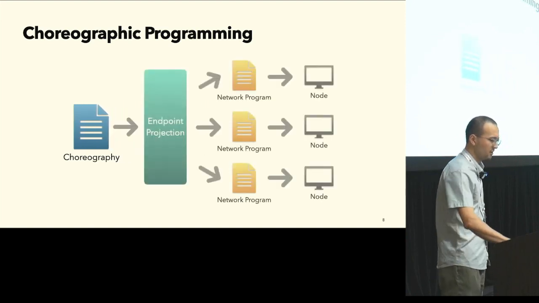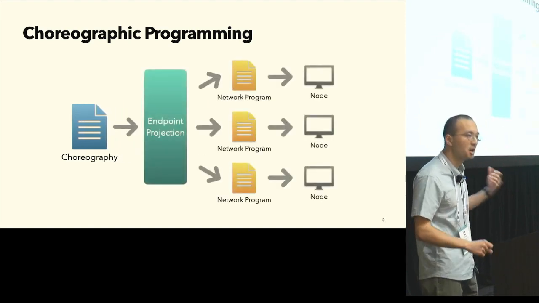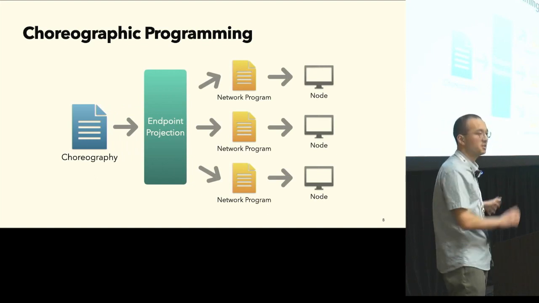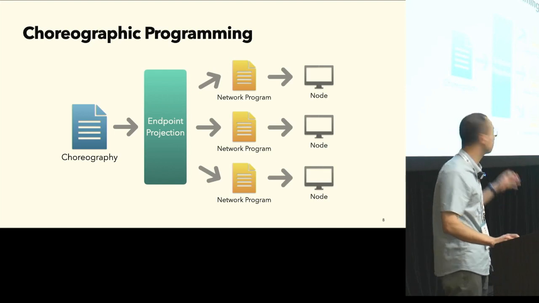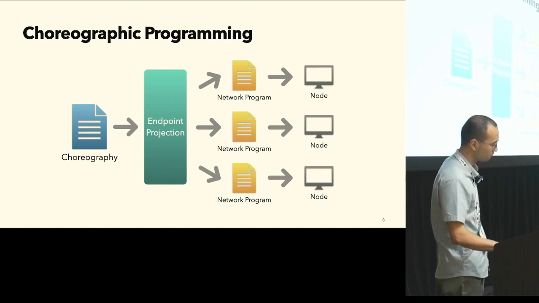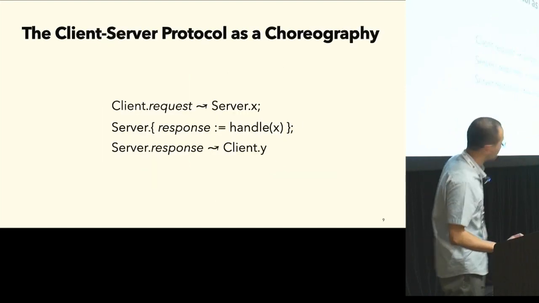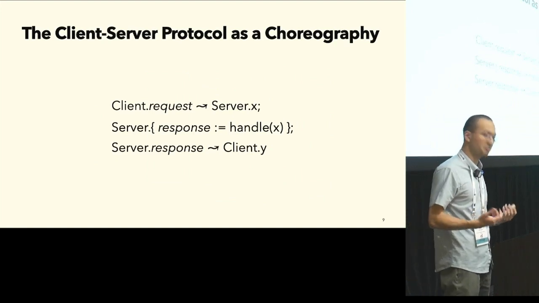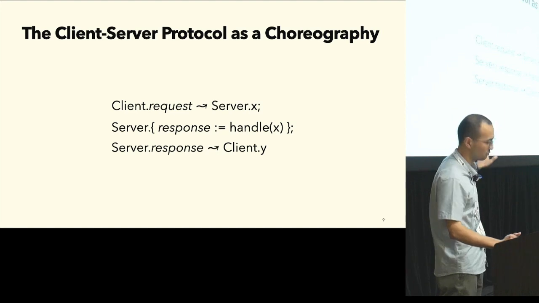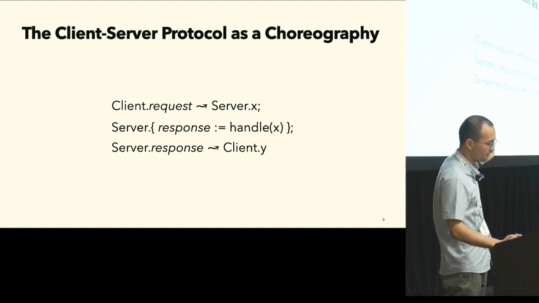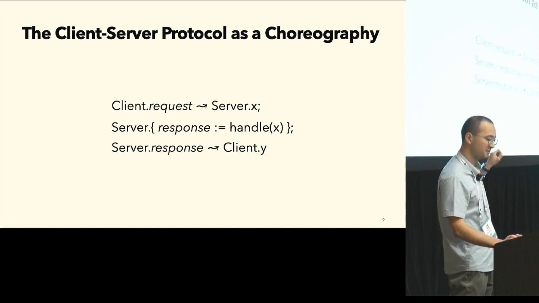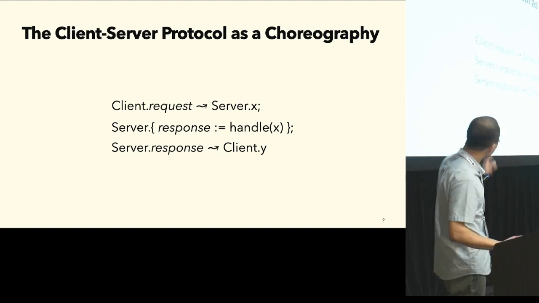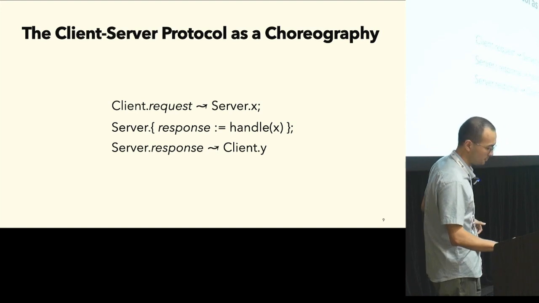Additionally, choreographic programming provides a compilation process called endpoint projection to generate individual programs to be deployed on each individual node. So with the choreographic approach, the client-server protocol can be implemented as a single program. In this choreography, we describe both the client's and server's behavior, which makes the protocol manifest. Another benefit of choreographic programming.